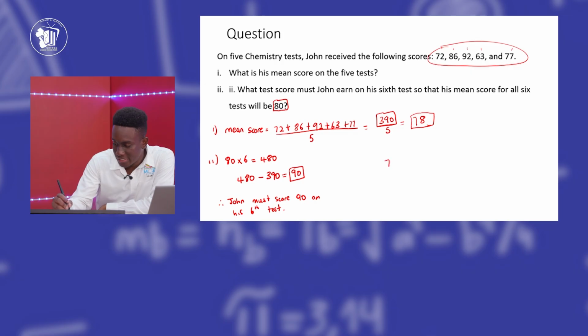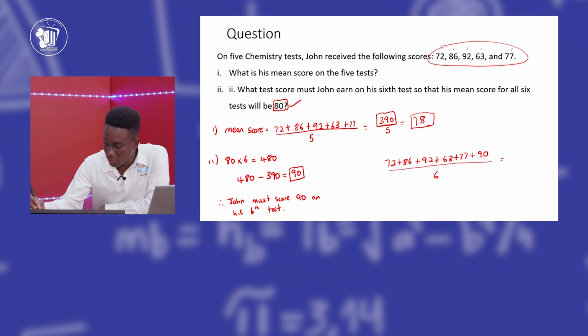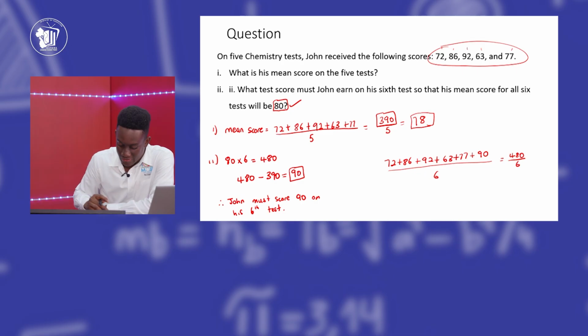So let's add up 72 plus 86 plus 92 plus 63 plus 77. These are his 5 scores that he had initially, plus the 6th score, which is 90. And all of this should be divided by 6. Let's see if we get a mean of 80. That will give us a sum of 480, and then 480 divided by 6 gives us a mean of 80.